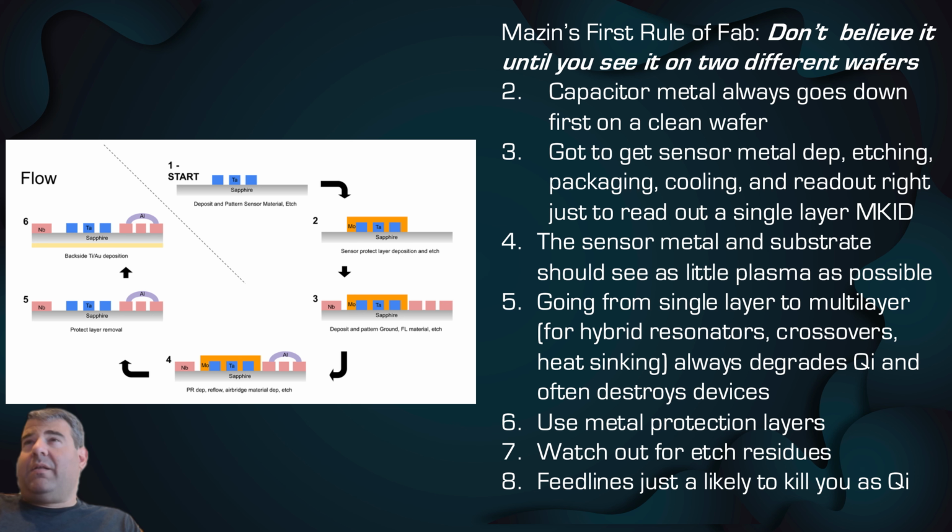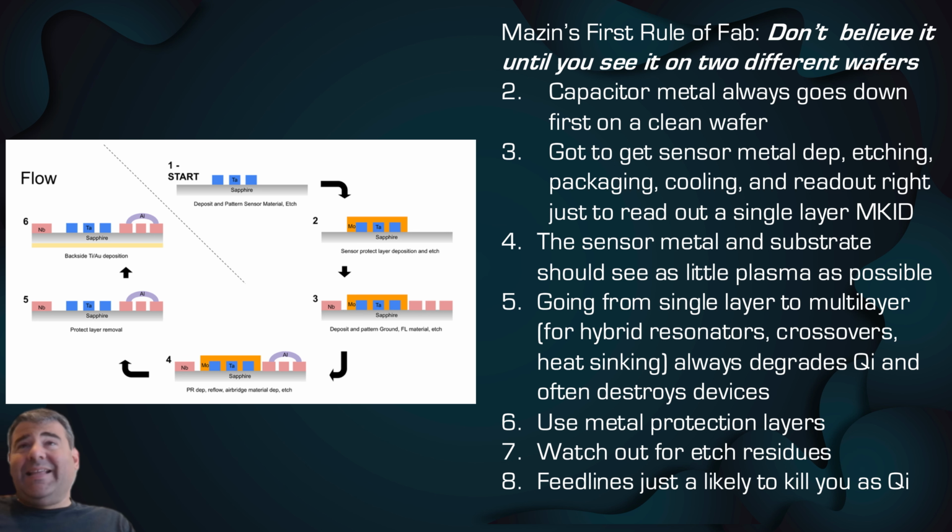The capacitor metal always needs to go down first and on a clean wafer. This is important. The capacitor has high electric fields, and it interacts with surface things like surface impurities, OH on the surface. All those things, and defects and impurities on the surface are really important, and the fields are highest between the capacitor metal and the substrate. So you really want to put the capacitor down first and make sure the wafer's as clean as you can get it.